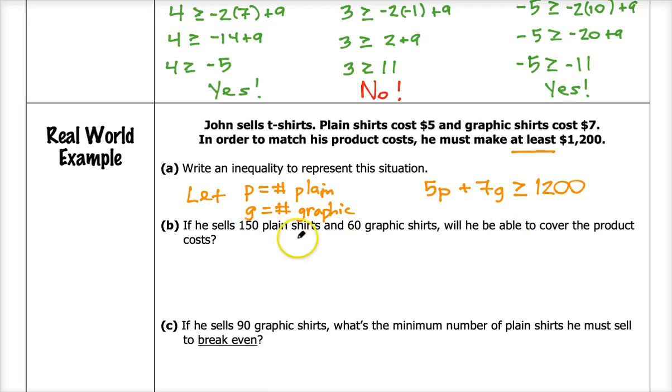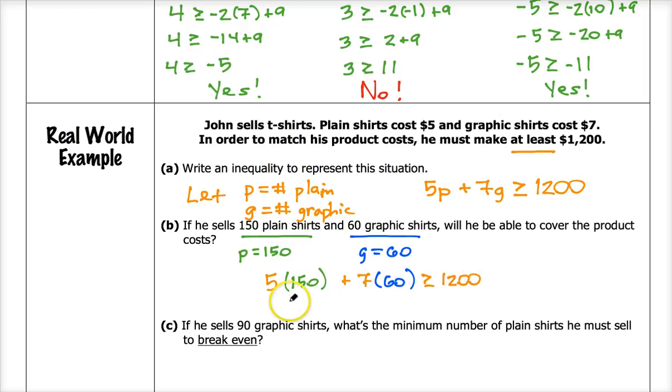Part B, if he sells 150 plain shirts and 60 graphic shirts, will he be able to cover the product costs? So we're plugging in for P, a 150, and for G, a 60 to the inequality we set up here in part A, and we're seeing if we get a true statement or not. So this would be 5 times 150 plus 7 times 60, and we're determining whether or not that's greater than or equal to 1,200. So if we do this, we get 750 plus 420. 750 plus 420 is 1170, and 1170 is not greater than or equal to 1,200, so that answer is a no.